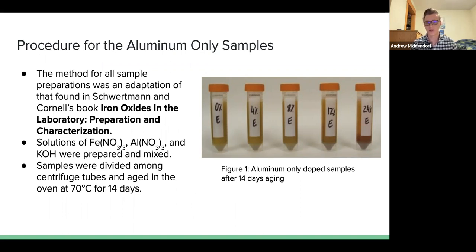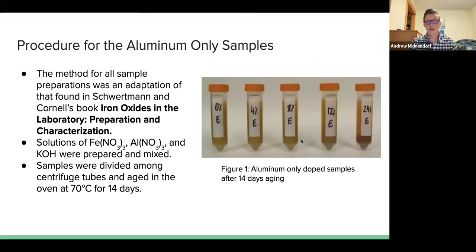with the different substitutions. This method boiled down to mixing solutions of iron 3 nitrate, aluminum nitrate, and potassium hydroxide together, and then dividing them up among centrifuge tubes. These centrifuge tubes were then aged in an oven at 70 degrees Celsius for 14 days, and you can see the end product here on the right.